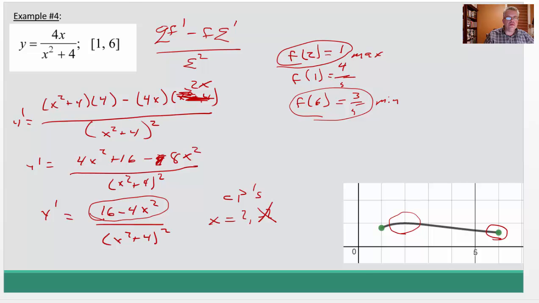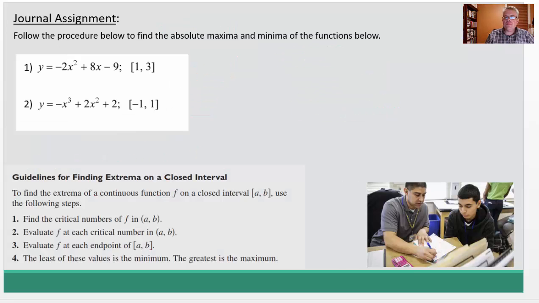Okay, we've made it to the journal assignment. So we just have two problems for you, and the basic steps we did are here. So find the derivative, find the critical points or critical values, and test the critical values and the endpoints to see which one is the absolute max and min. Good luck.